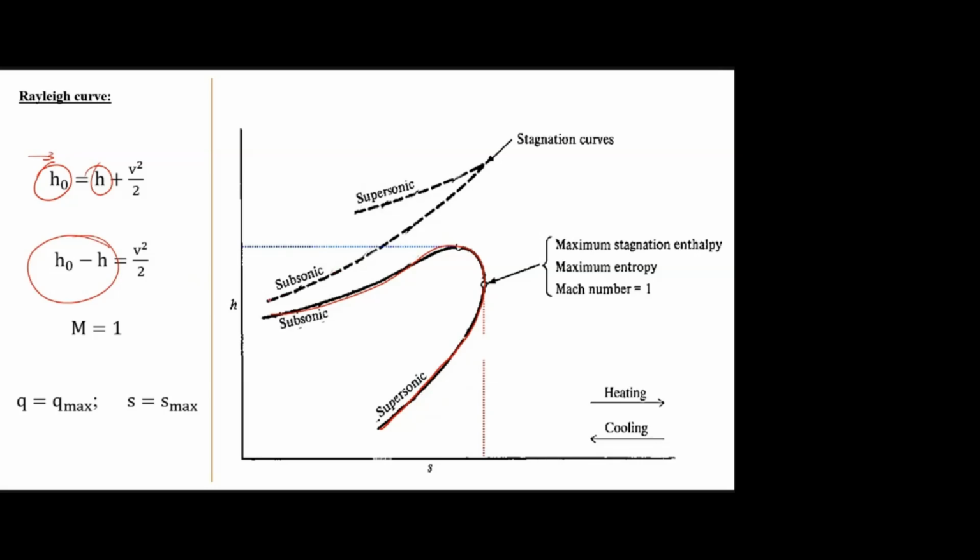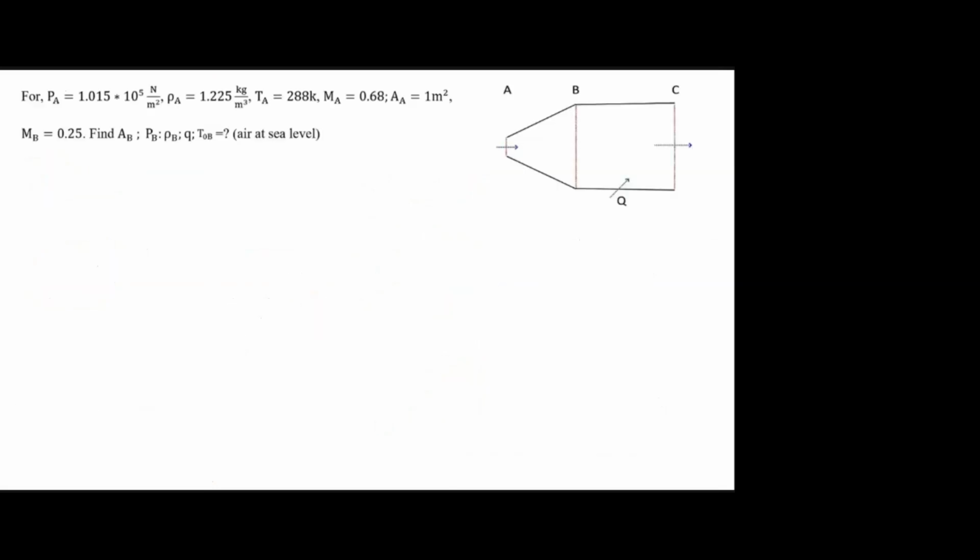For example, this is my stagnation curve, subsonic, supersonic. Here I have H naught, here I have H. Due to that difference, I am getting V square by 2, the subsonic velocity. Similarly, this is my H naught supersonic, this is my H supersonic. Due to the difference, I am getting V square by 2. You can see the magnitude: very small velocity for subsonic, and supersonic means very much higher. Then we will go to the problem.